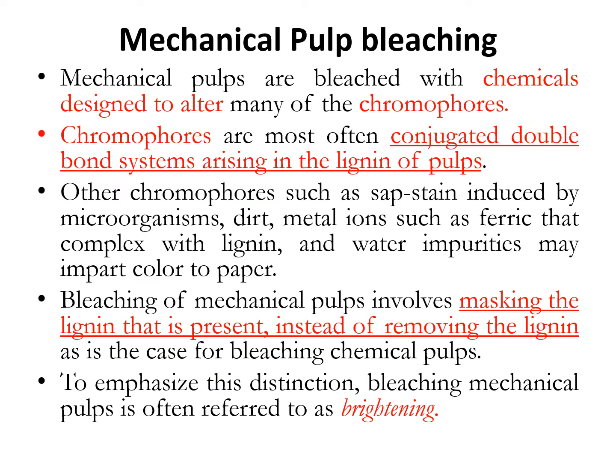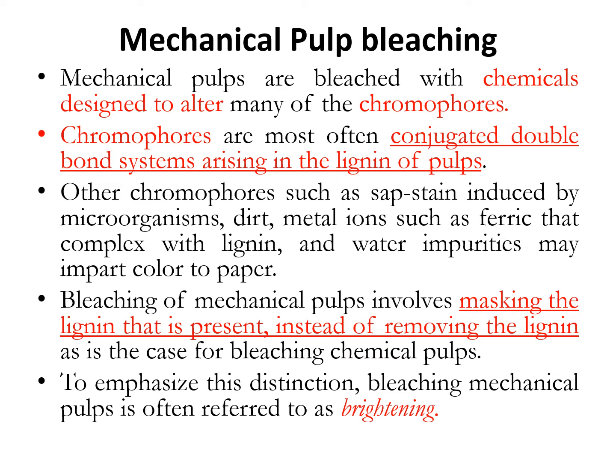Now, as we have learned previously, in case of mechanical pulp bleaching, the chemical alters the lignin rather than separating the lignin from the pulp. That is, the chromophore or the color-imparting element is there in the mechanical pulp even after bleaching. It is actually altered by the bleaching chemicals. Chromophores are most often conjugated double bond systems arising in the lignin of the pulp.